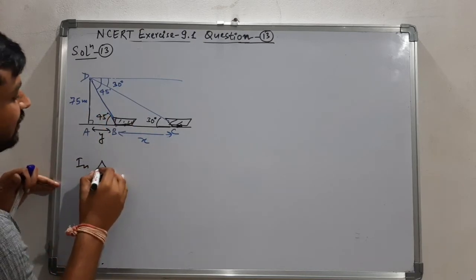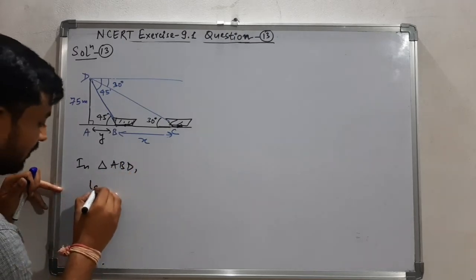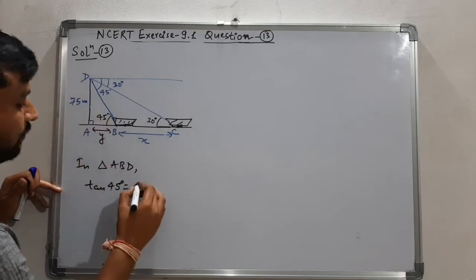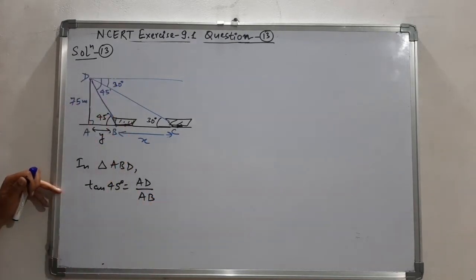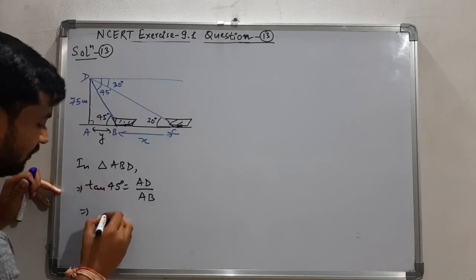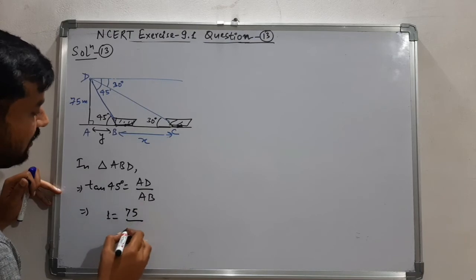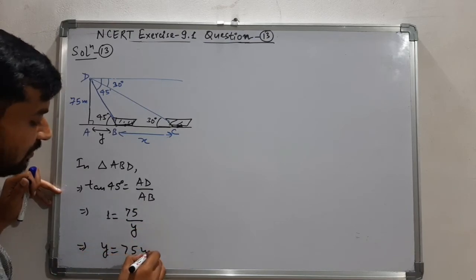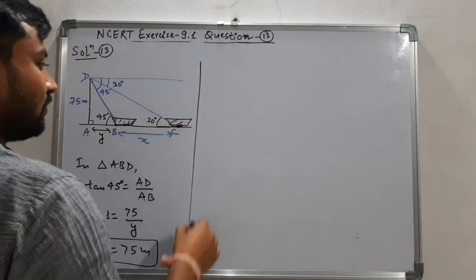Now in triangle ABD, tan 45 is perpendicular upon base, so AD upon AB. Tan 45 is nothing but 1, and here AD is 75 and AB is y. So from here the value of y comes out to be 75 meters, meaning the distance of the first ship from the lighthouse is y, that is 75 meters.